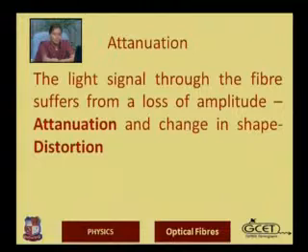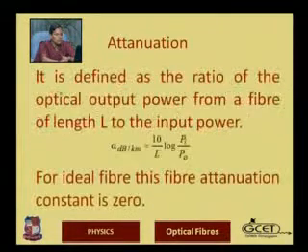What is attenuation? Attenuation says that the light signal through the fiber suffers from a loss of amplitude, attenuation, and change in the shape, distortion. So whenever there is a loss of amplitude during the core cladding interface reflection, it is called attenuation, and if the shape is changed between the input and output, then it is called distortion.